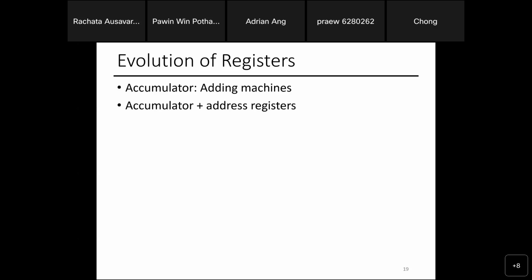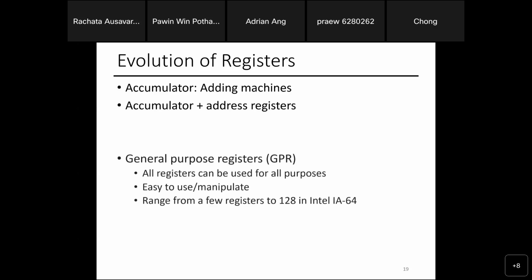Why? I mean, imagine the 1950s, 1960s, right? You don't have a lot of fancy things. Now it has evolved to general purpose registers, your temp variables that you can use to program. Do whatever you want with it. It can range from a few registers to Intel Itanium, which I think is deprecated by now. It's like it died. Basically, Intel IA-64 has 128 registers, which is a lot, right?